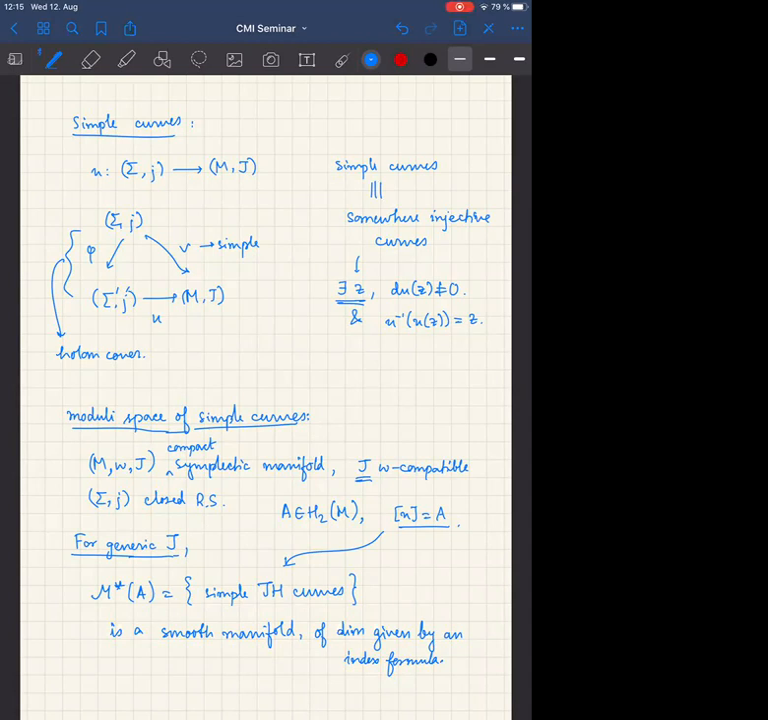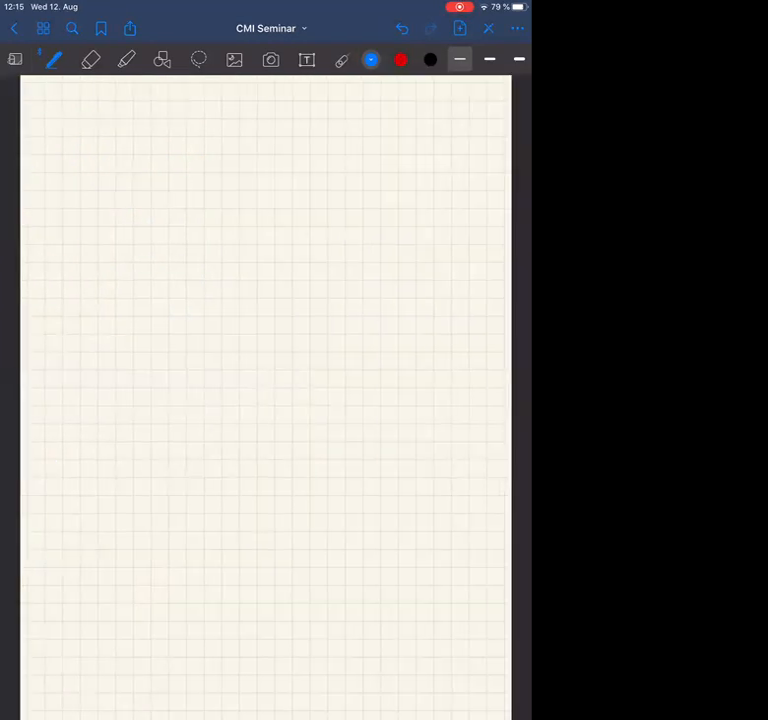Now the natural question which arises is, what happens for multiple covers? Can we make a similar statement about multiple covers of holomorphic curves? Do multiple covers of holomorphic curves form smooth manifolds just like this, or do they form orbifolds, and so on?